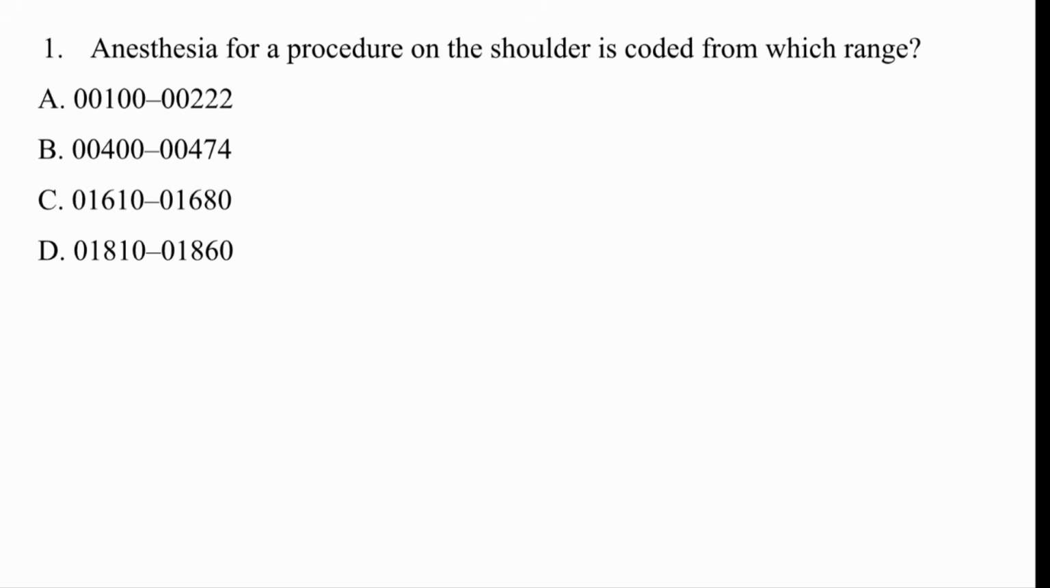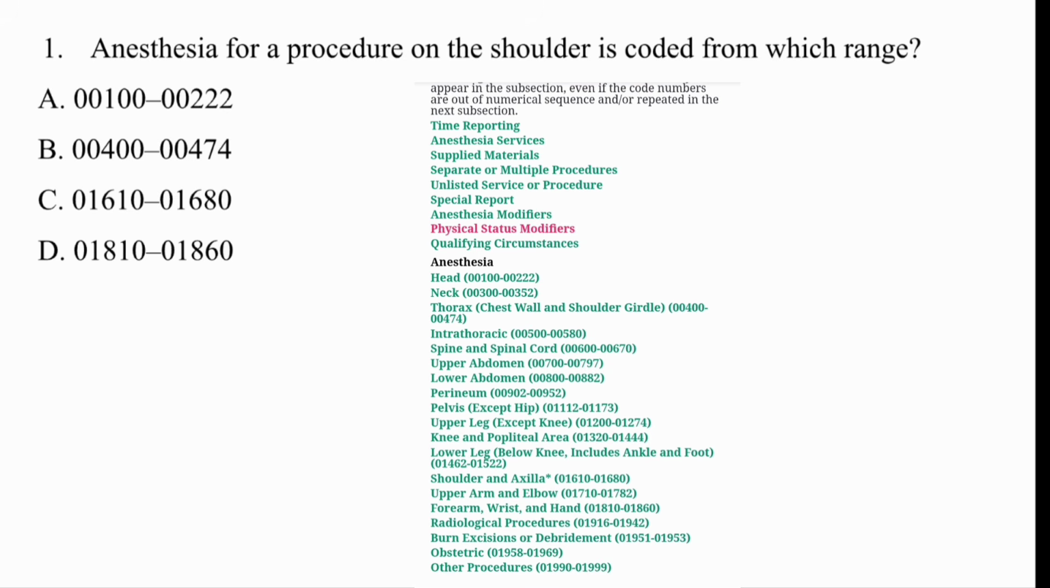In your CPT manual, open Anesthesia section. When you open Anesthesia section, in the first page, you can see the index. So, under Anesthesia, you can see shoulder and axilla 01610 to 01680. So, the right answer is option C. Shoulder anesthesia falls under the codes 01610 to 01680.